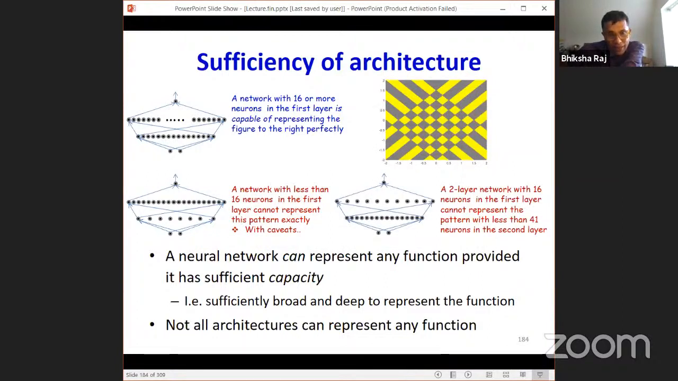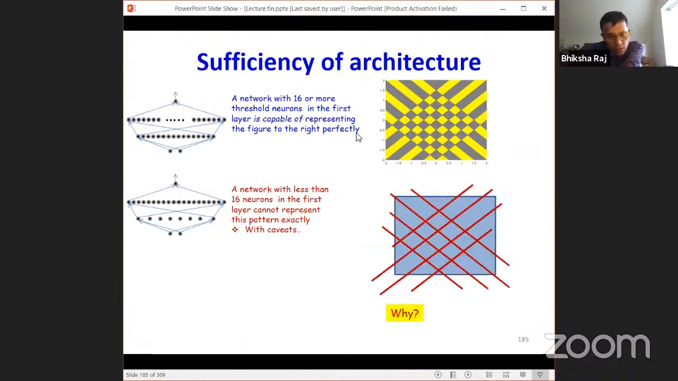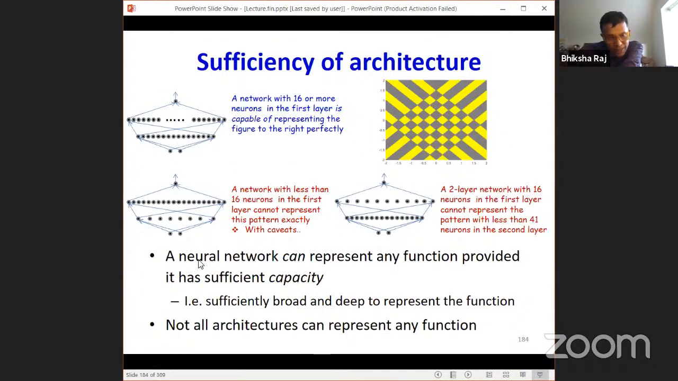Similarly, even if I have all 16 neurons in the first layer, if I have fewer than 40 or 41 neurons in the second layer, I'm not going to be able to capture this pattern because there aren't enough neurons to capture all of these XORed boxes. So basically what this means is that it's not enough for the neural network to be large. You want the network to be sufficiently broad at each layer and sufficiently deep for it to be able to capture your pattern, or it's not going to be able to capture the specific pattern that you want.